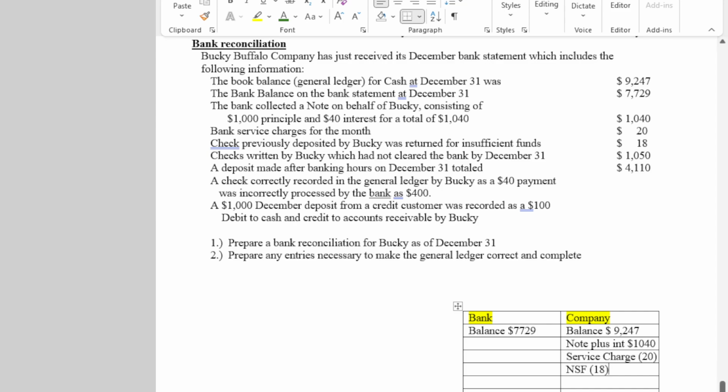And then checks that have been written but have not cleared, that goes on the bank side because, again, the bank is not accounting for them being a part of it. So outstanding checks.